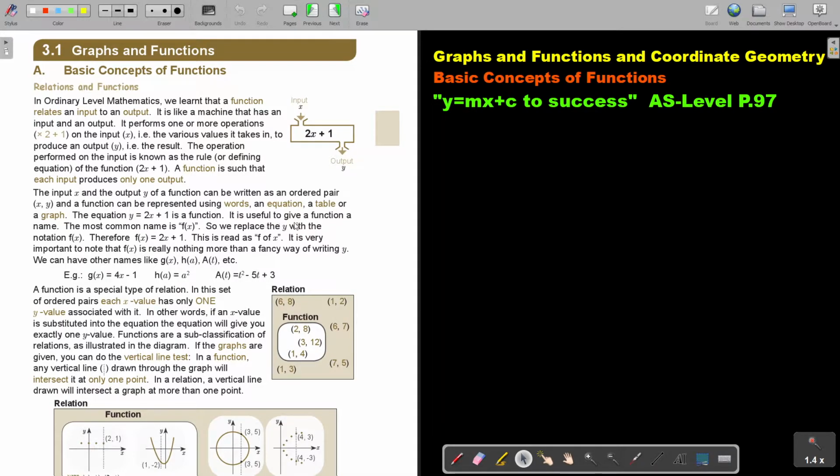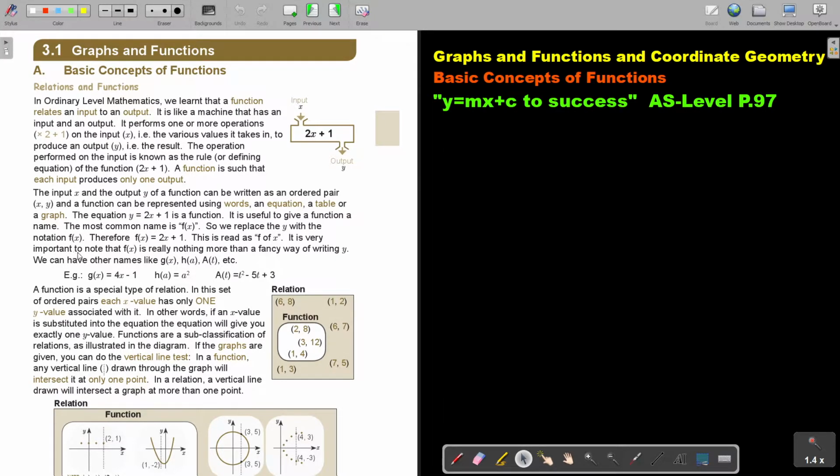It is useful to give a function a name. The most common name is f(x). So we replace the y with the notation f(x). So in the place of y, we put f(x). Therefore, f(x) equals 2x plus 1. Instead of saying y equals 2x plus 1, we say f(x) equals 2x plus 1. This is read as f of x.